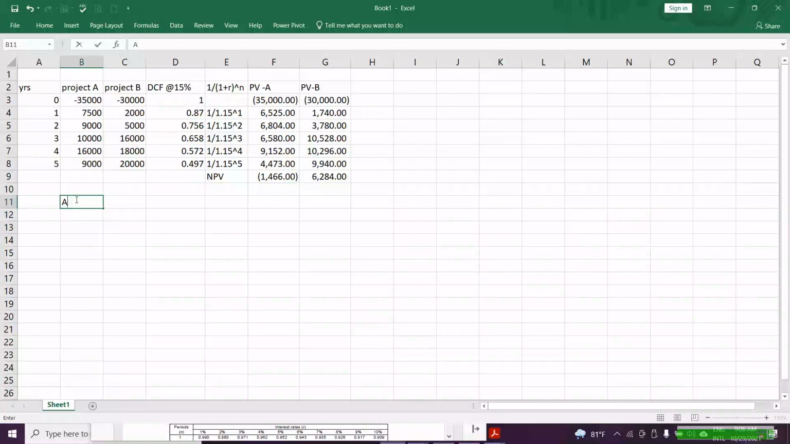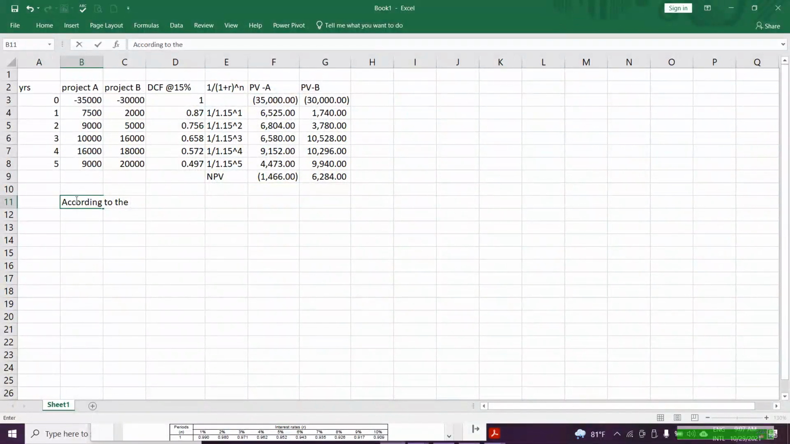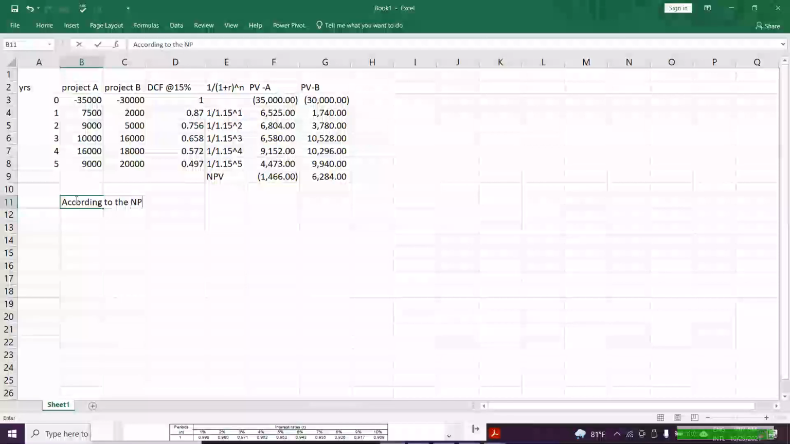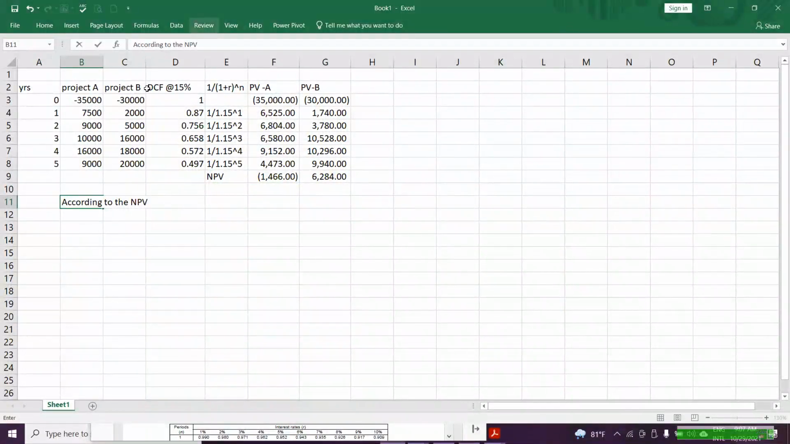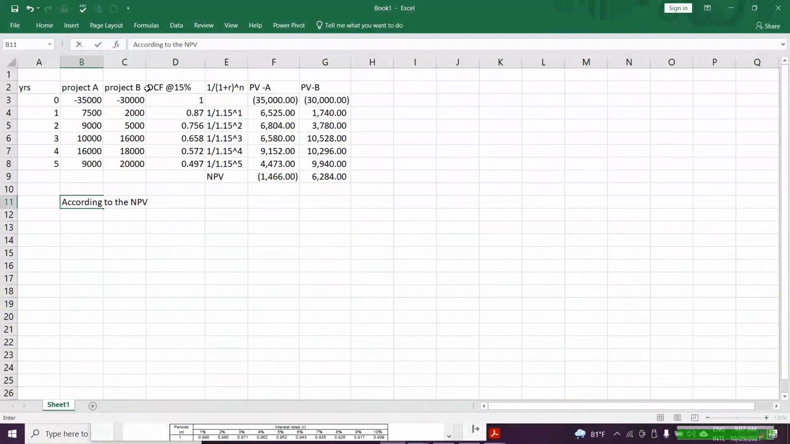According to the NPV, which project should we select? Project A or project B? Project B. Okay, B. Why? Because it has a positive NPV.